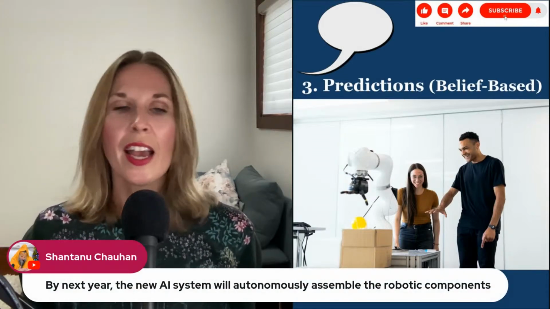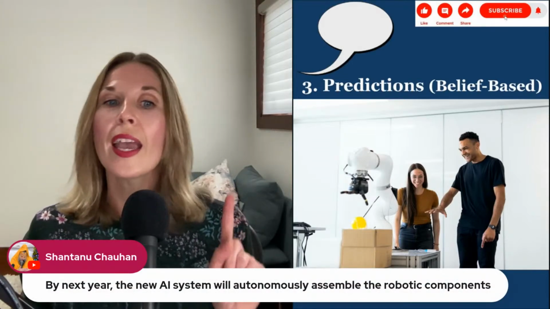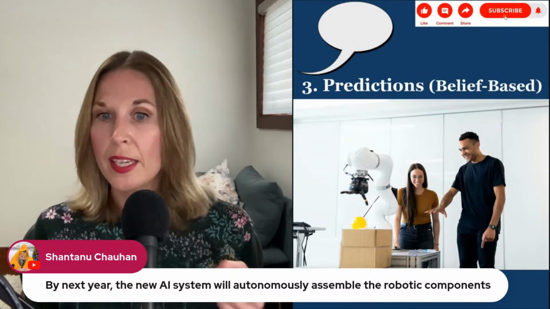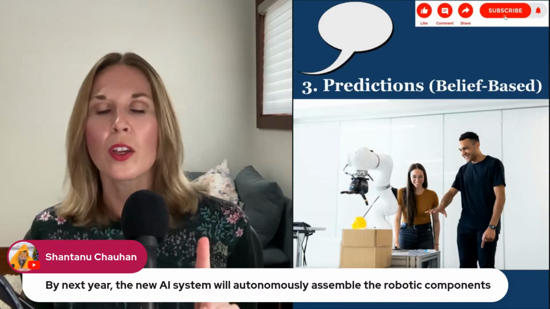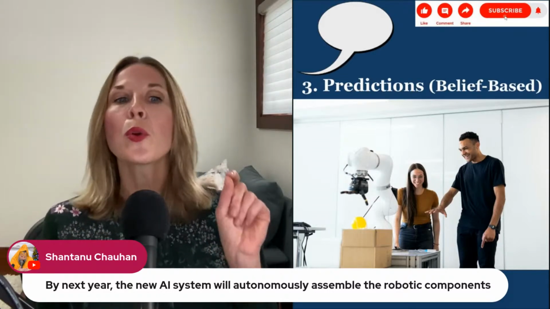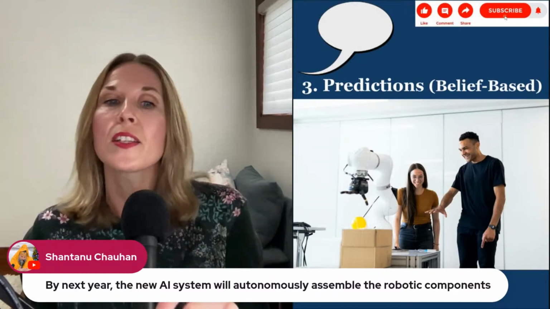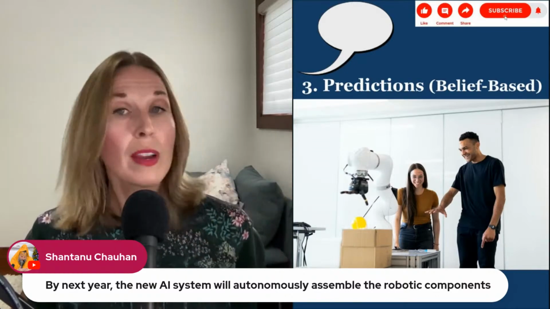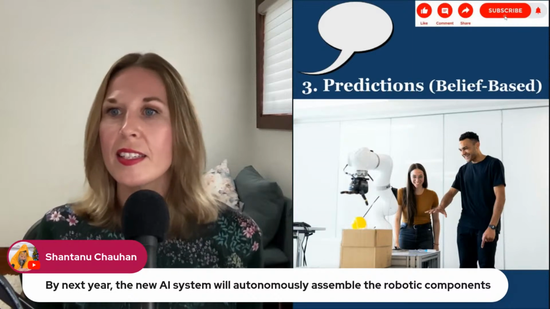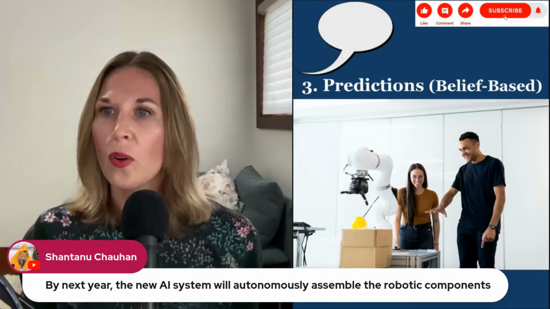Okay. Shantanu said, by next year, the new AI system will autonomously assemble the robotic components. Exactly. And you're making a prediction. An excellent job having a time reference by next year. And this is a prediction. Very nicely done. Excellent sentence. Okay.